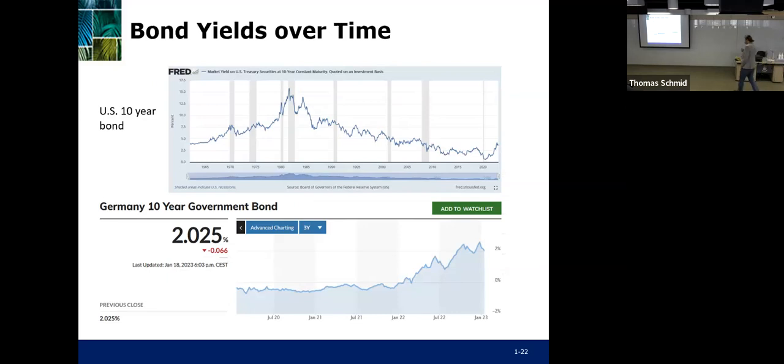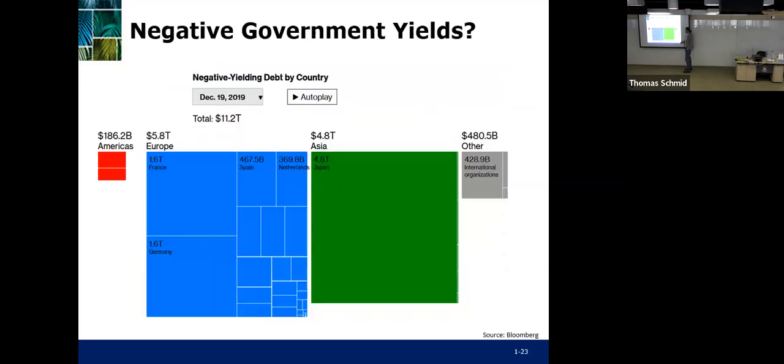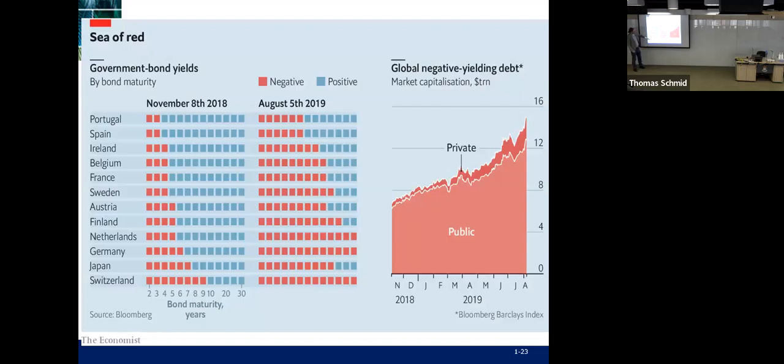But we know that in the past years we had this situation quite often, negative government yields. So this is just an overview on negative government yields, especially Japanese bonds. There are a lot of Japanese bonds, 4.8 trillion, that have negative yields. Also France, Germany, Spain, the Netherlands, and some other countries. Switzerland would also be somewhere here. It's not that important, so we can skip that.